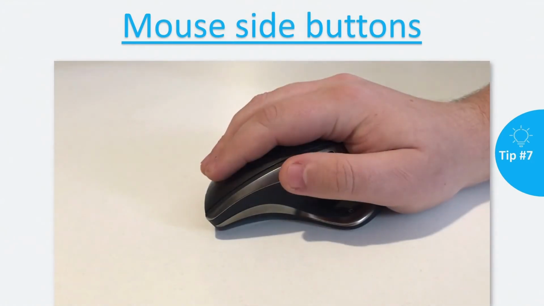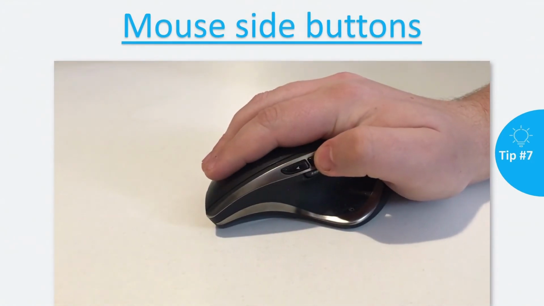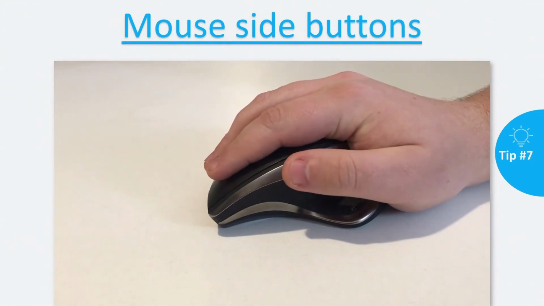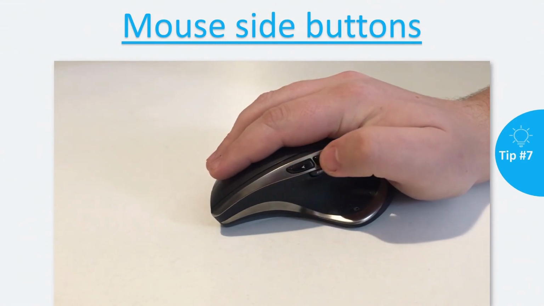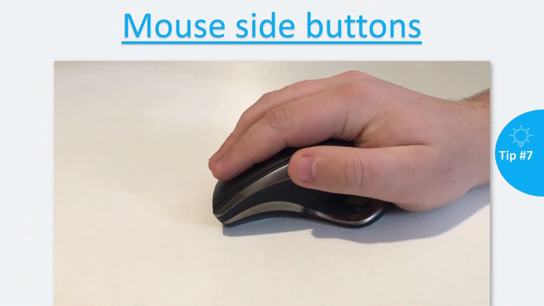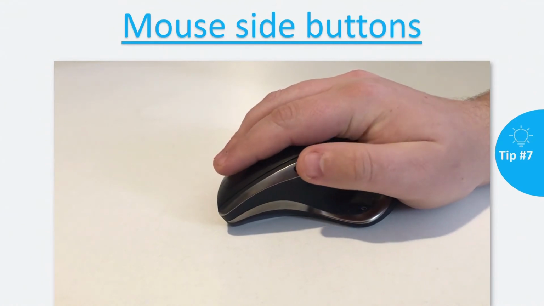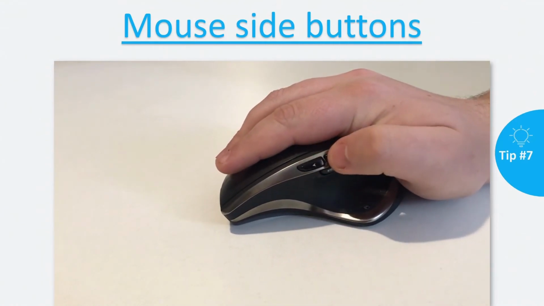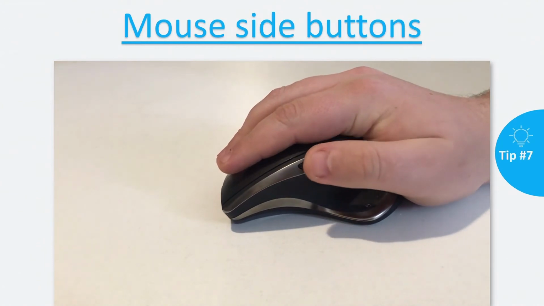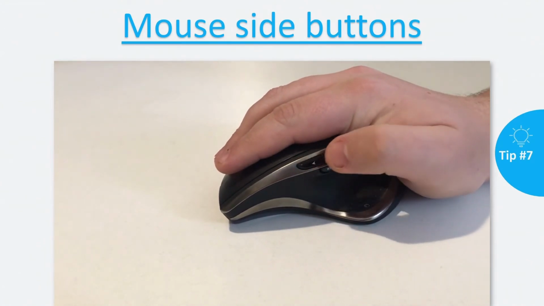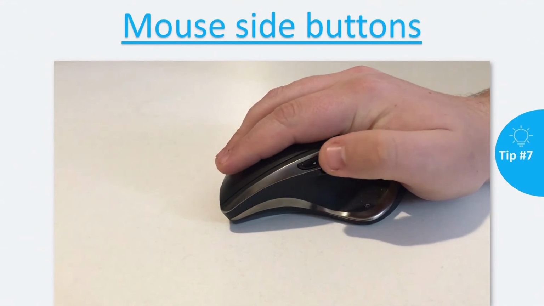The mouse side buttons. So most new mouse, the jury's still out on this one, but most of them have side buttons. These can be very helpful while navigating web pages, as pushing the back one will allow you to go back a page, and pushing the one at the front will allow you to go forward a page.